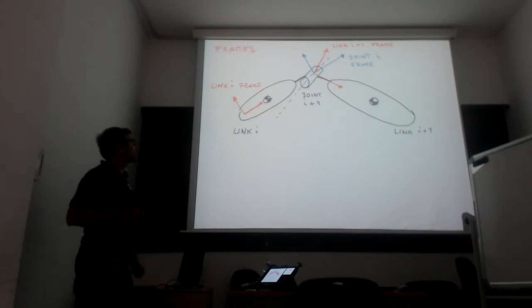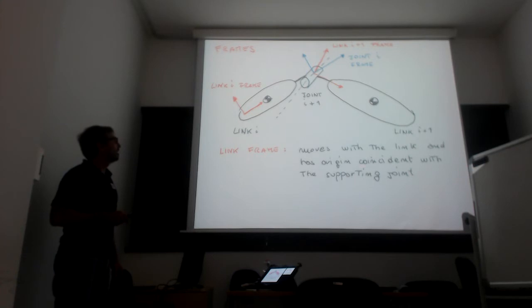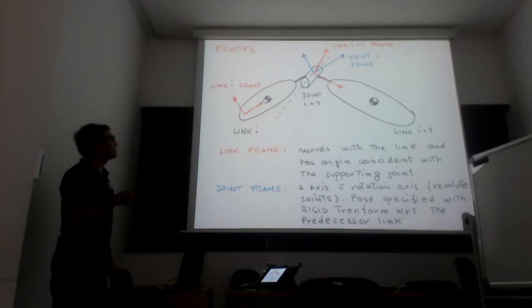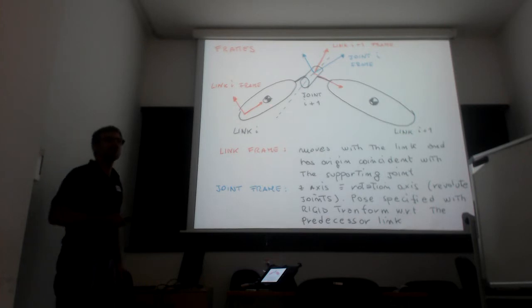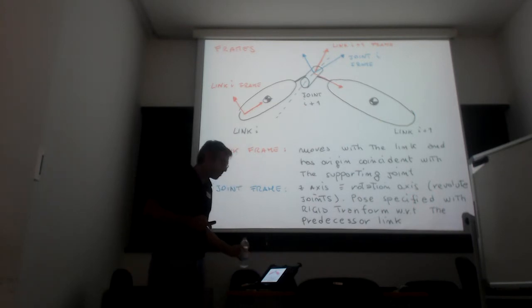Whenever we talk about joints and links, frame links, we have, for example, one joint connecting the link I with the link I plus one, and the link frame usually moves with the link. So this red frame will move with this body, which is a rigid body, and it has the origin coincident with the supporting joint. So this is the joint frame, and this is the link frame. While the joint frame is normally defined with a rigid transformation with respect to the predecessor link. Okay, this is the standard way a kinematic tree is modeled nowadays in robotics. There are different ways. I choose this one.